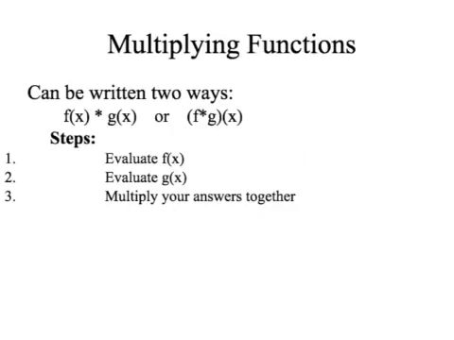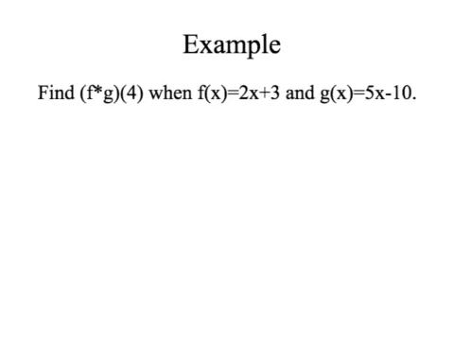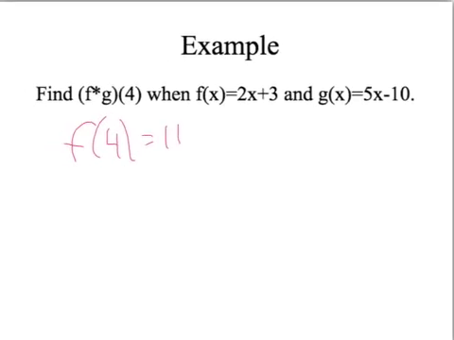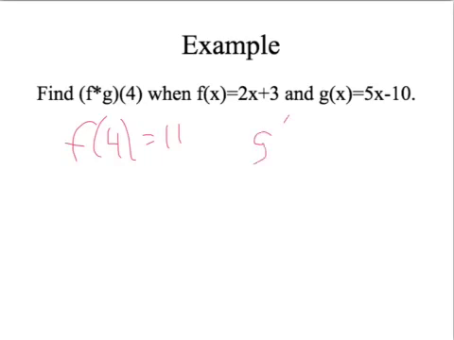Same steps for multiplying, except you want to multiply your answers at the end. Find f of x first, then g of x, then multiply them together. So once again, we're using the same functions, inputting the same number. We've already said that f of 4 was equal to 11, and g of 4 is equal to 10.